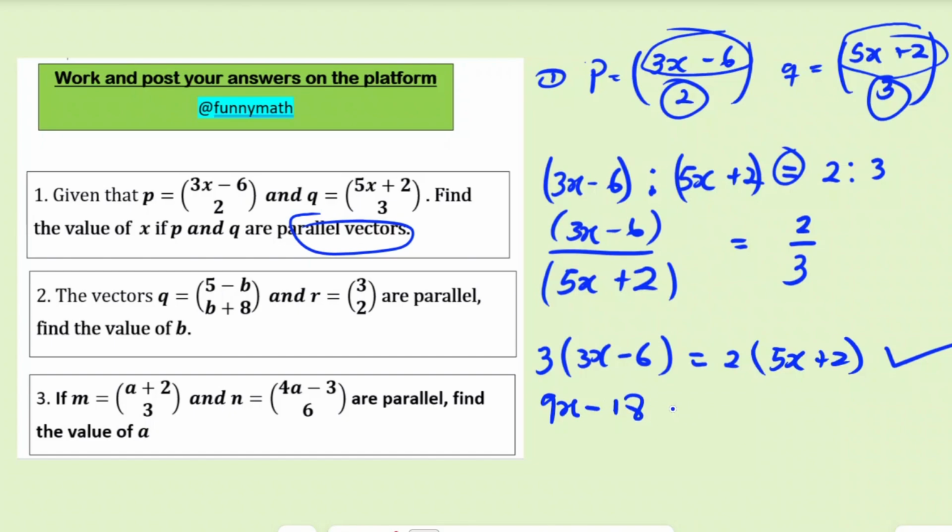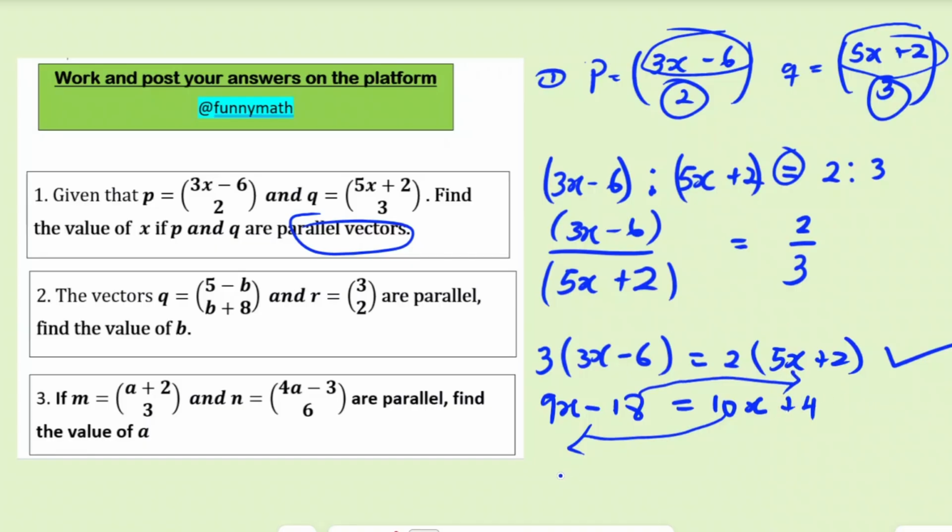So that is equal to 2 by 5x is going to be 10x, and 2 by 2 is going to be plus 4. So this is what we have. At this point, we want to find the value of x, so we have to collect like terms. We have to group all the terms with the letter on one side and the numbers on the other side. So I want to bring 10x to this side, and I will take negative 18 to the other side.